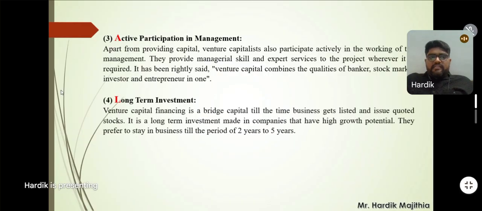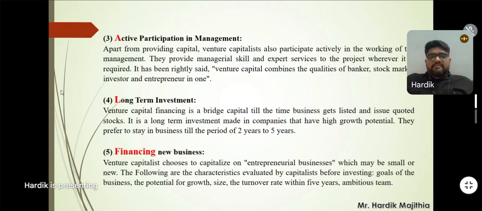Next, L stands for long-term investment. Venture capital financing is a bridge capital till the time the business gets listed and issues quoted stocks. It is a long-term investment made in companies that have high growth potential. They prefer to stay in the business for a period of 2 years to 5 years. It is more than 5 years as well if they feel that the company has high growth potential. Otherwise, they will sell their equity shares and take exit from the company.